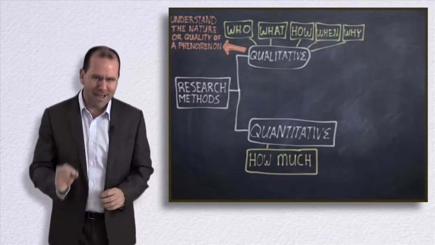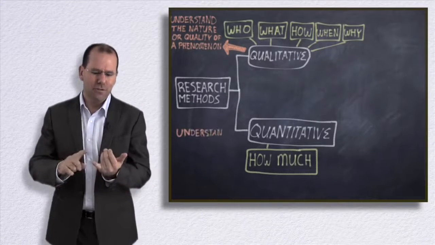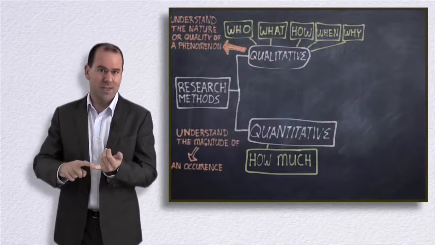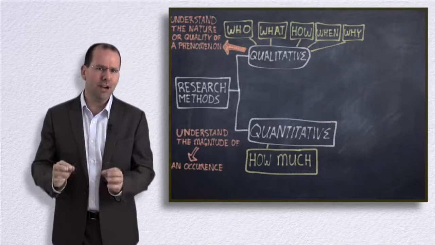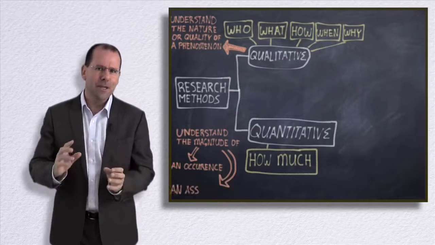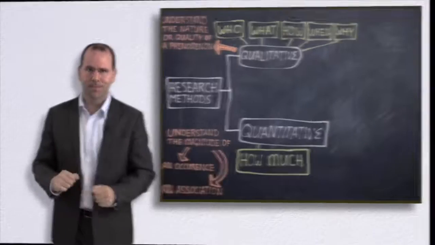When we're talking about magnitude, the how much, in quantitative research, we're talking about the how much of, firstly, an occurrence, so the incidence or prevalence of a disease in a community, and we're talking about the magnitude or the how much of a relationship, so the association, for example, between a risk factor and an outcome.